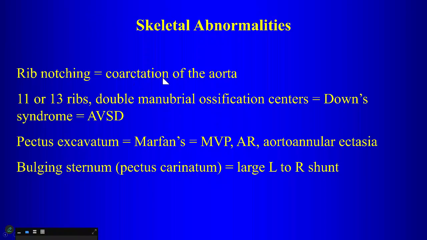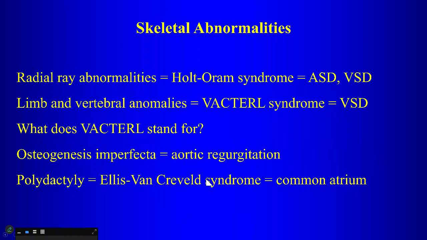Also, mitral valve prolapse can be seen in these patients. So rib notching, of course, coarctation of the aorta; too few or too many ribs, Down syndrome, endocardial cushion defects, of course, are associated with Down syndrome. Pectus excavatum, we talked about that: Marfan's, aortic regurg, annuloaortic ectasia, mitral valve prolapse. Bulging sternum, or pectus carinatum, you can see that with left to right shunts from the increase in the pulmonary blood flow. Radial ray abnormalities: Holt-Oram, ASD, VSD. Limb vertebral anomalies, VACTERL syndrome, can be associated with VSD.